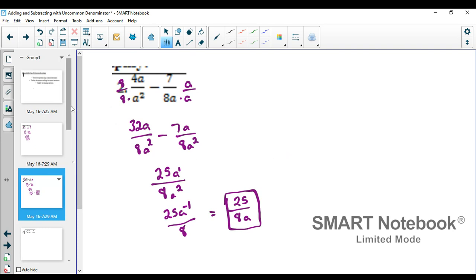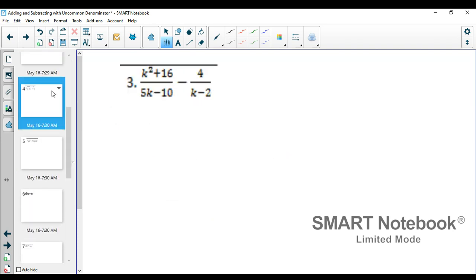All right, so for number 3, we have k squared plus 16 over 5k minus 10 minus 4 over k minus 2. So we have to find a common denominator between 5k minus 10 and k minus 2. Well, if you look, if we multiply this k minus 2 by 5, it's going to get you the 5k and the 10. So our common denominator is 5k minus 10. So we're going to multiply just this second fraction by 5 over 5. So k squared plus 16 over 5k minus 10 is going to stay.